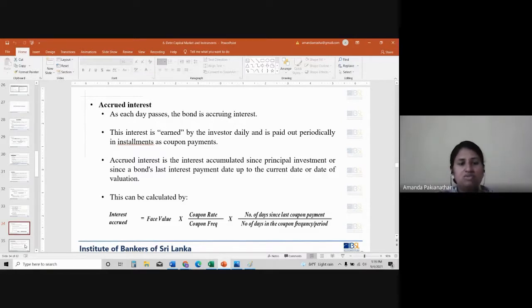Next we come to a very important area, the topic that we closed off last week, accrued interest. Why do you need to know about accrued interest? Because we are talking about a capital instrument, a capital instrument which bears interest. But he has the option of trading as well.